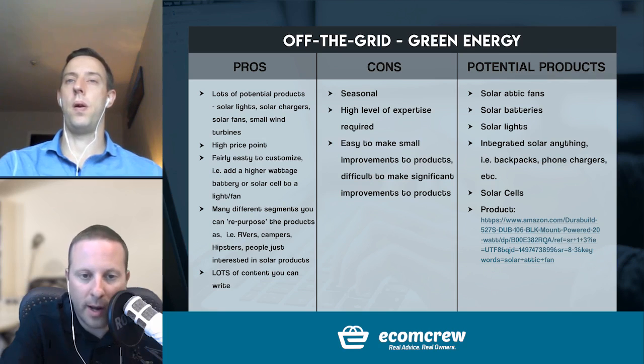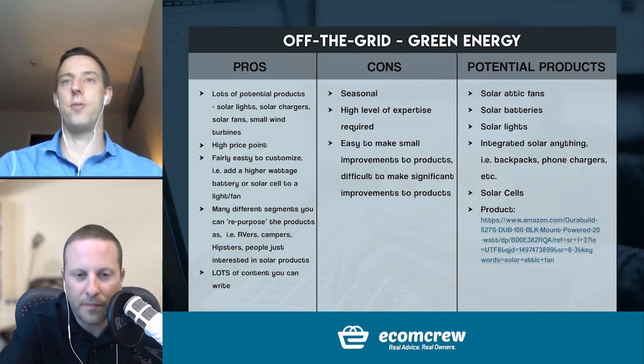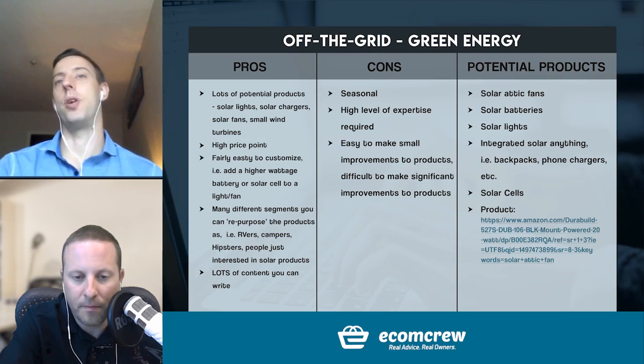So yeah, potential products. I mean, there's just so much stuff. We're going to show you the solar attic fan here in a second. I mean, this is just a slam dunk item again. But yeah, solar attic fans. And then Dave, you want to get back with this back and forth here? Solar batteries, solar lights. So there's various solar lights that you can put in all types of situations. You can put them in your patio. You can use them on an RV.